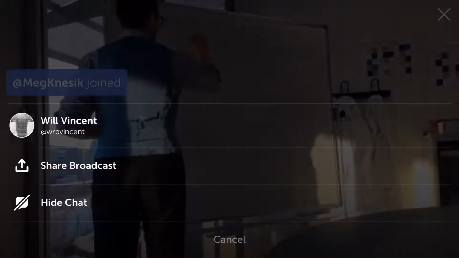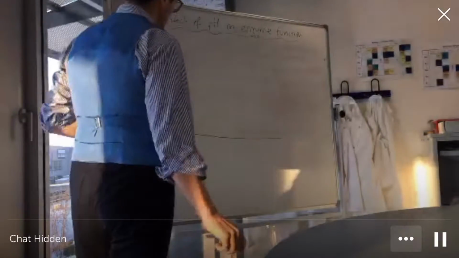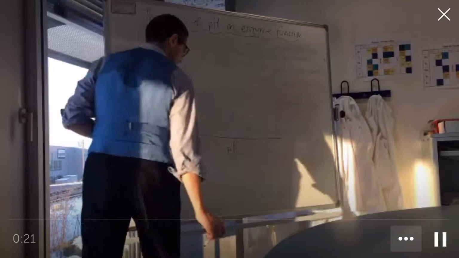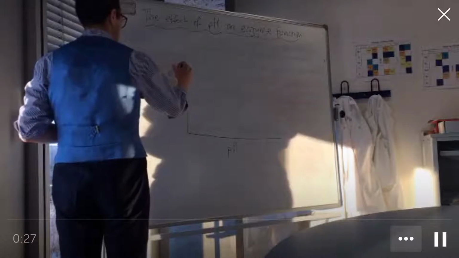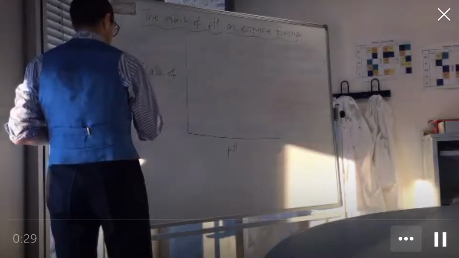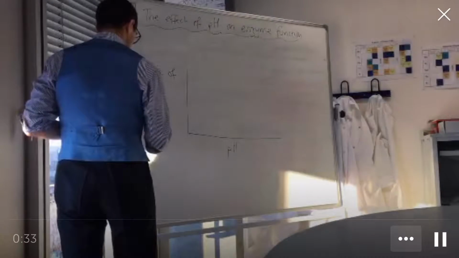Okay, I'm going to sketch a graph. And just like we did last week for temperature, if I plot on the x-axis, we've got pH. And here I've got rate of enzyme activity.